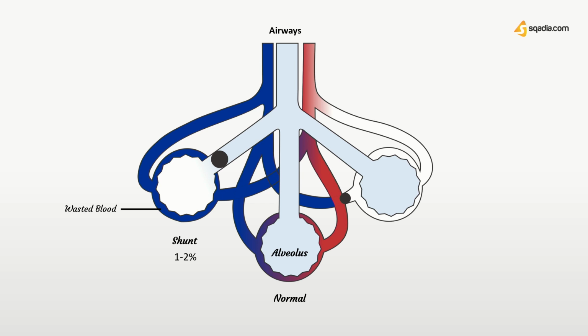Physiological shunt is analogous to the physiological dead space. Physiological shunt includes wasted blood, and physiological dead space includes wasted air. Both wasted blood and wasted air exist on either side of the alveolar membrane, and both affect the ventilation-perfusion ratio.